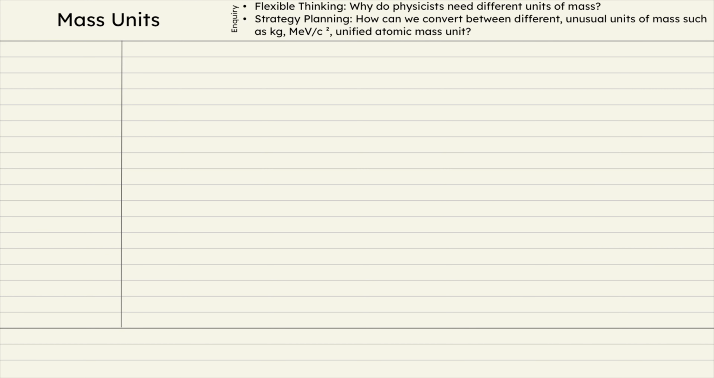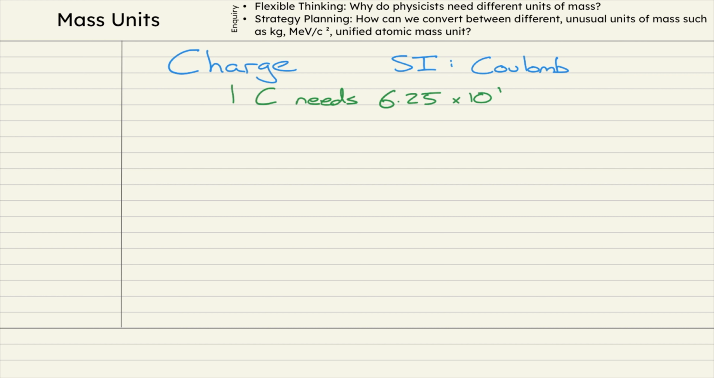Let's think about charge to start off with. Its SI unit is the coulomb, which is pretty big, to be honest. Since they are working with individual protons and electrons, to get 1 coulomb they would need 6.25 times 10 to the 18 electrons. So, working with individual electrons and protons, it makes sense to use e, that's 1.6 times 10 to the minus 19 coulombs, as the normal unit for charge.